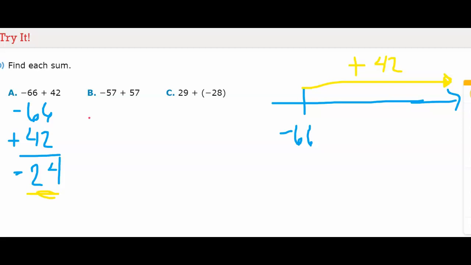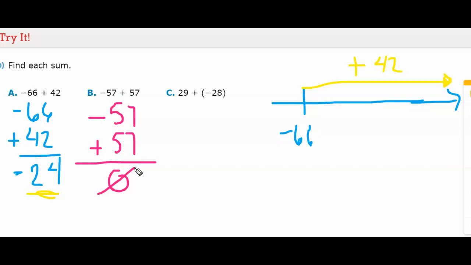So let's try the next one. We have negative 57 plus 57. Well, in this case, we saw with that other example with the golf, Mike's score, it was -2 and +2. They're the same number, but on the negative spectrum and on the positive spectrum, that simply would equal 0.